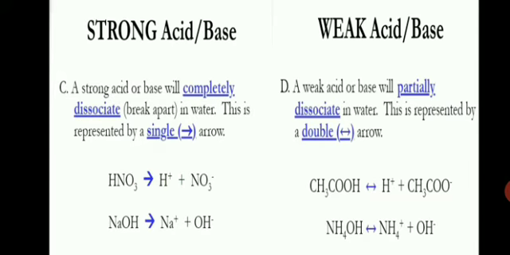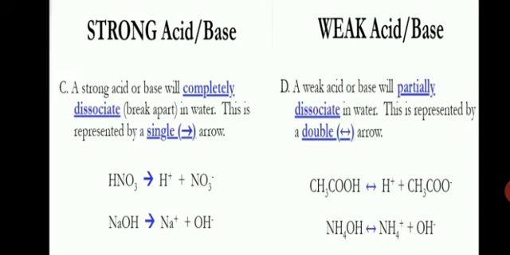What is a weak acid and weak base? A weak acid or weak base will partially dissociate in water. It will not completely dissociate, only partially. Only a few H plus and OH minus ions are dissociated or ionized. So we cannot say that it is completely dissociated. A partial dissociation takes place.